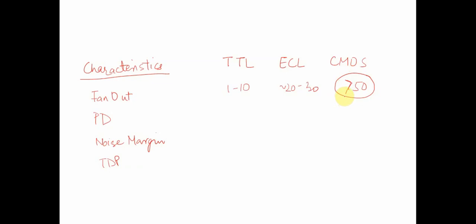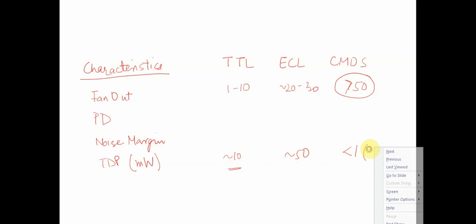Now, if we talk about total dissipated power, whenever we talk about power, we have to put some dimension to it. Let's assume we are talking about power in milliwatts. The power dissipated for a TTL circuit would be in the range of say 10 milliwatt. Similarly for ECL, this would be something in the range of 50. But for CMOS, this would be less than 1, or I would simply say less than 1 by 100 also.